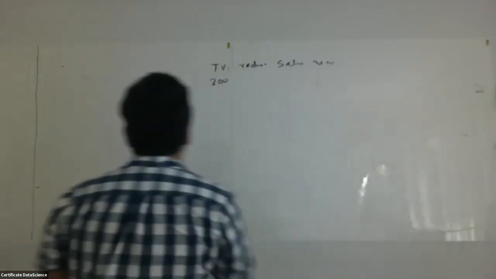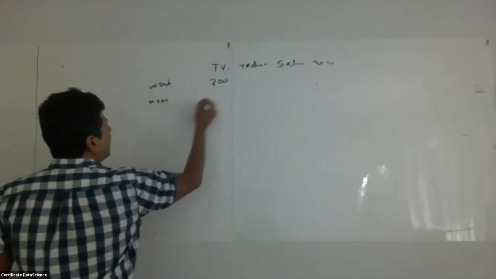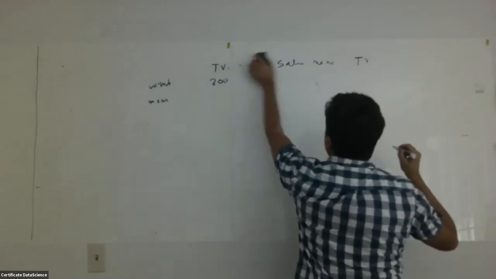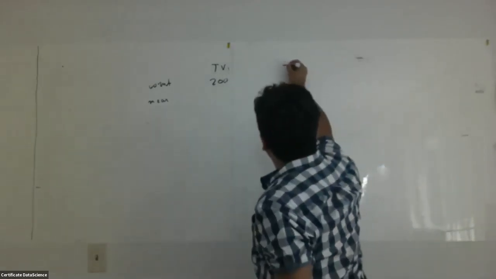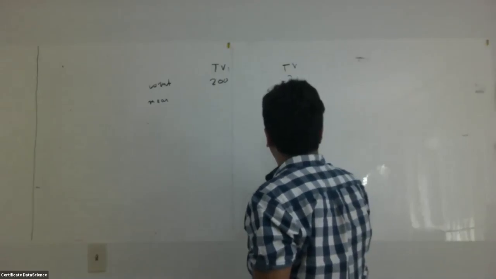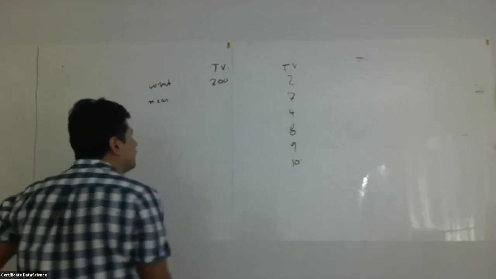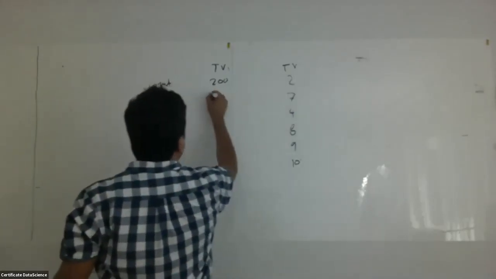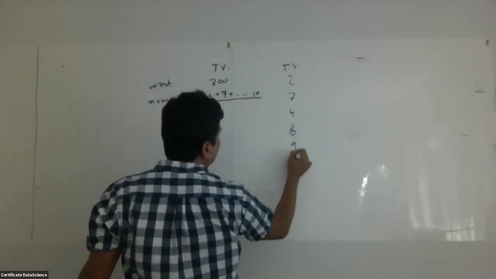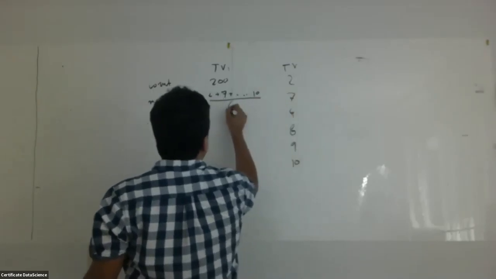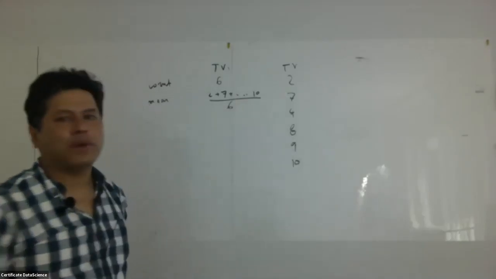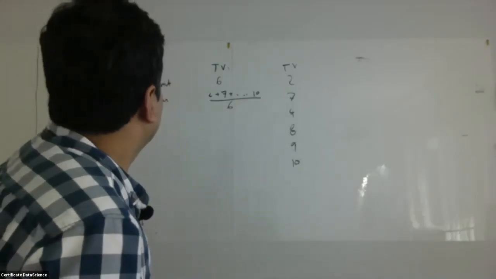Then we need the mean. And let's say this TV data was like this, I'm just writing it here. We will remove these for the sake of simplicity. TV was, say, 2, 7, 4, 8, 9, 10, 5. So the mean would be the sum of all, 2 plus 7 plus all of them up to 10, divided by the count, 1, 2, 3, 4, 5, 6. Let's say this is 6. In reality, in that data set, we have exactly 200. You'd calculate the mean.